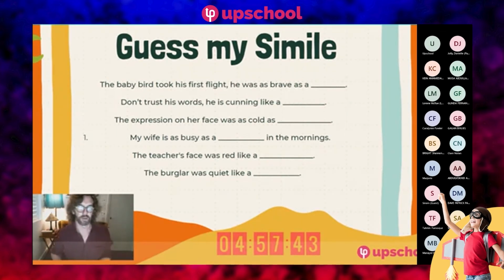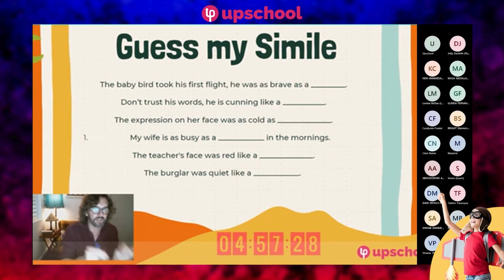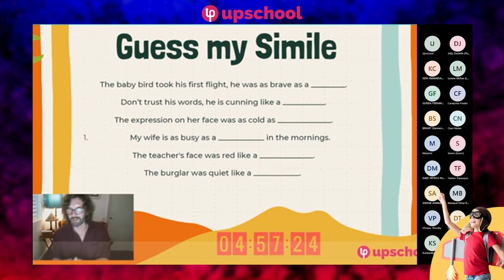Okay, and the last one. The burglar was quiet like a something. The burglar is sneaking into the museum to steal the Queen's crown. The burglar was quiet like a something. What is the quietest thing that you can think of?